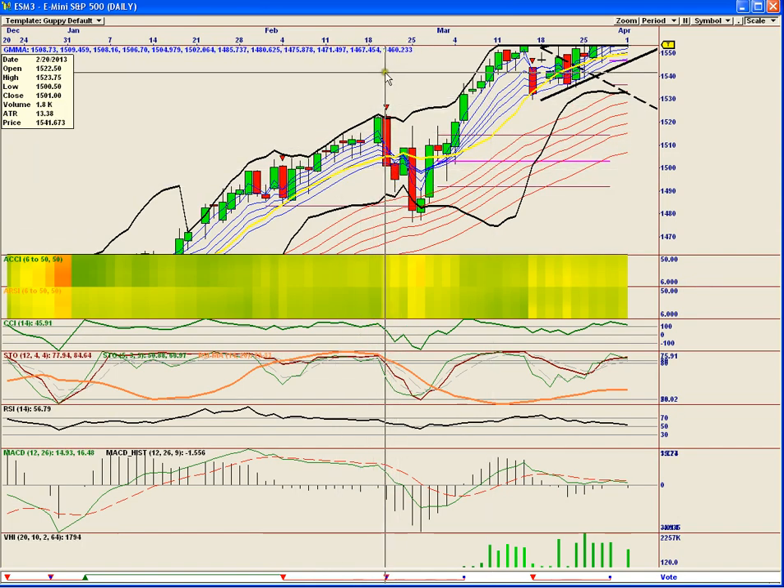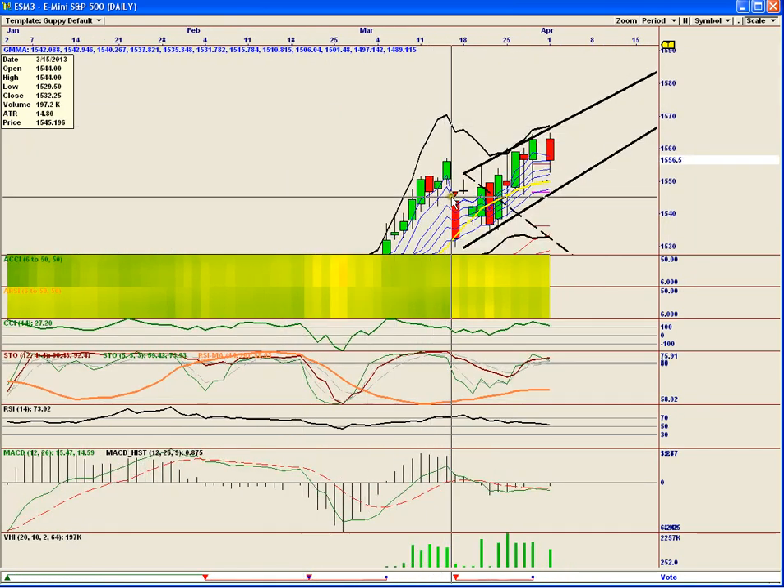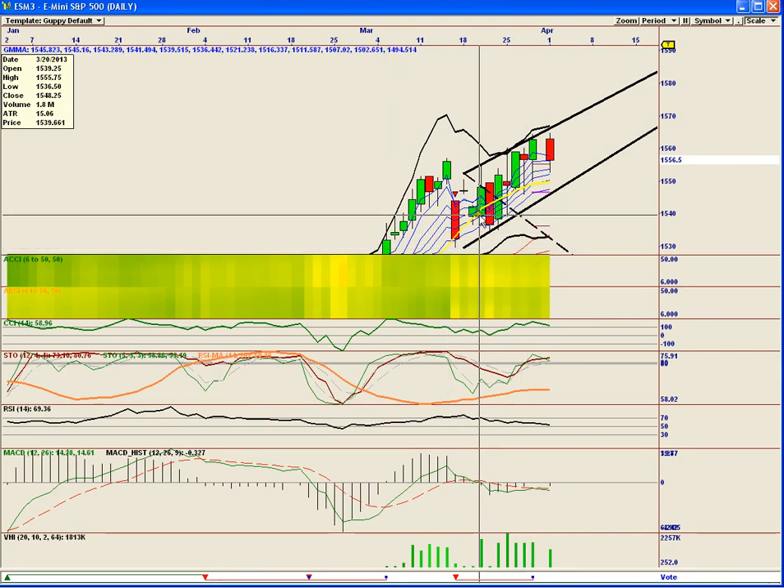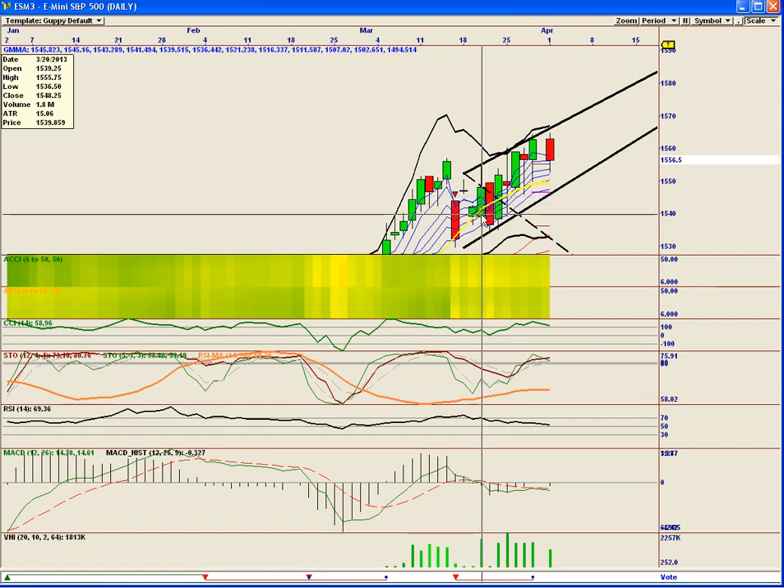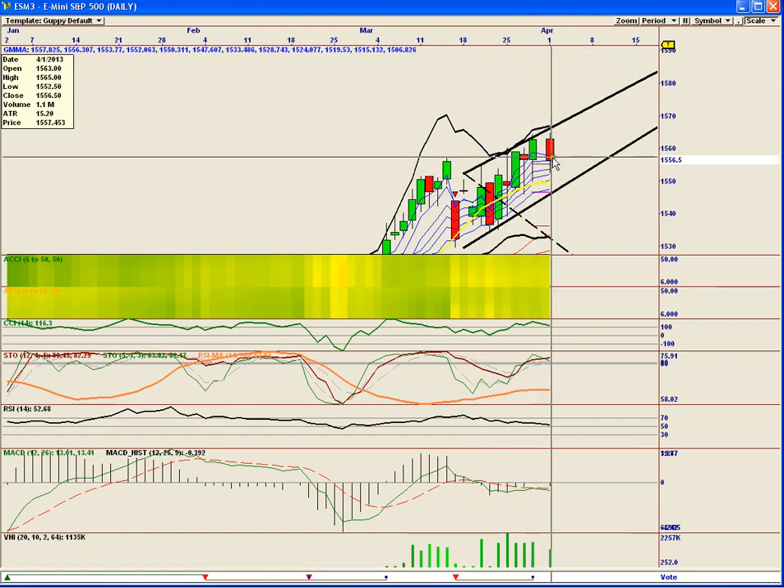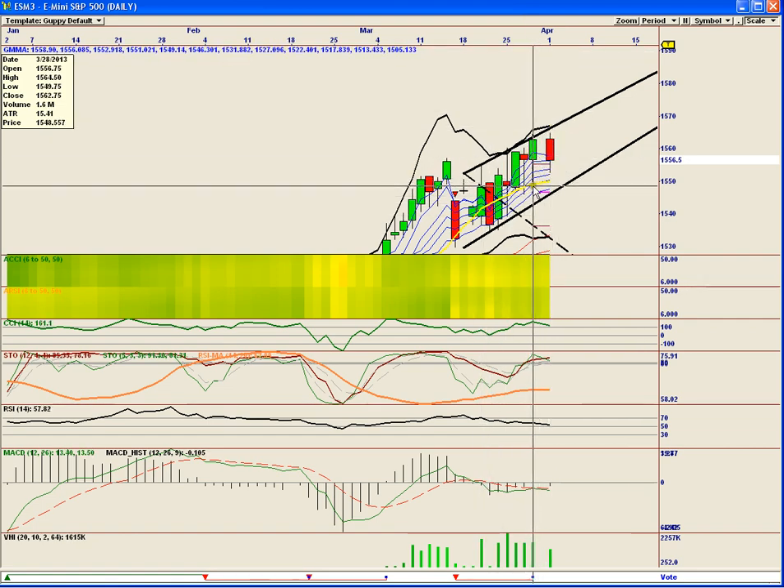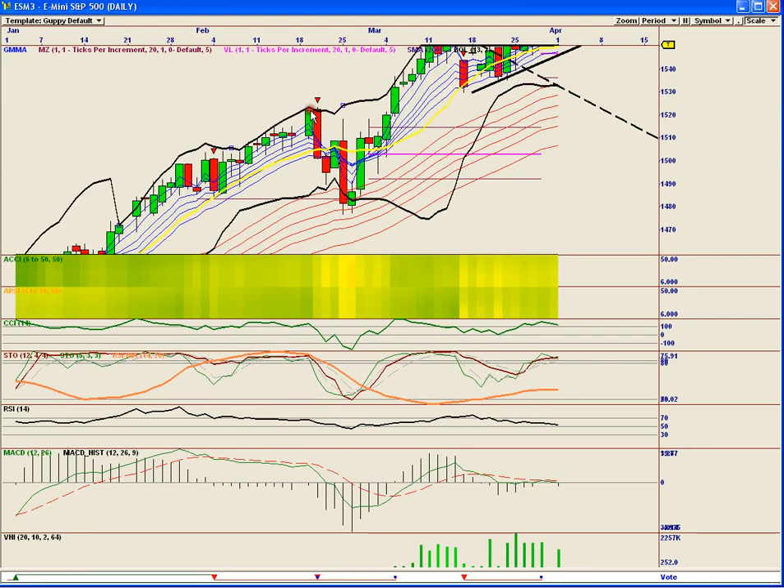Downtick resolved intraday. Downtick resolved intraday. Downtick resolved intraday. And now we have another downtick which is not resolved. So there it is.